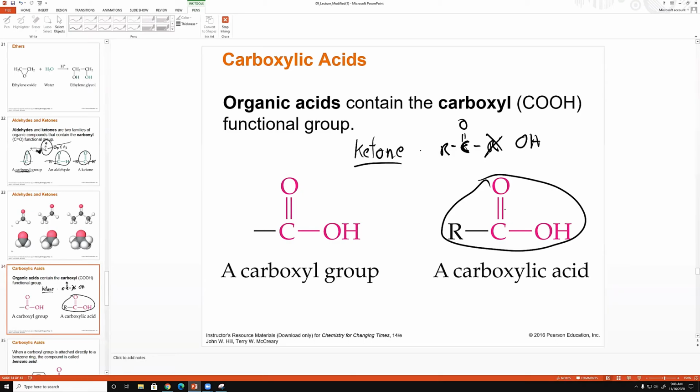For the alcohol's case, it makes it more alcoholic, and it could make it more polar. For ketones and aldehydes, it makes them more polar as well and moves their electron density. But this is the one that's more apparent in terms of what it does. It just makes the organic compound more acidic. That's what carboxylic acid does.